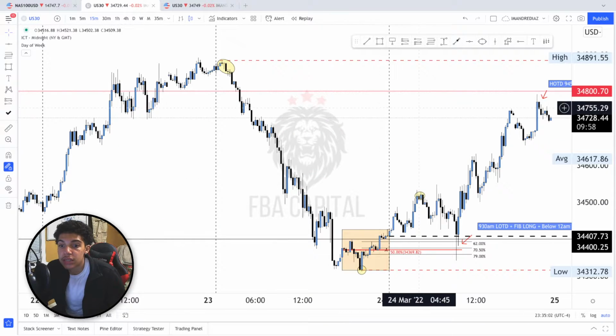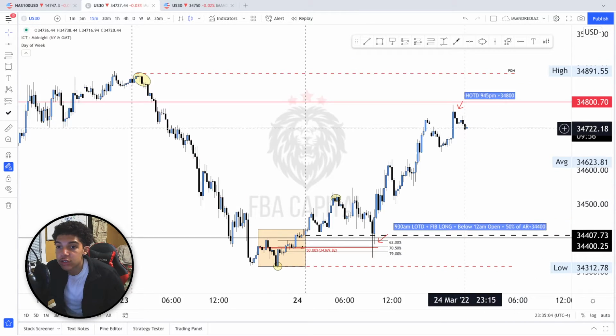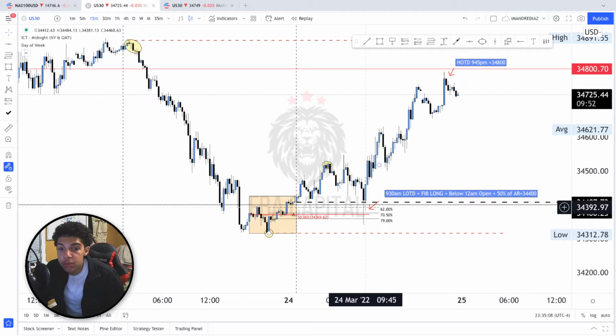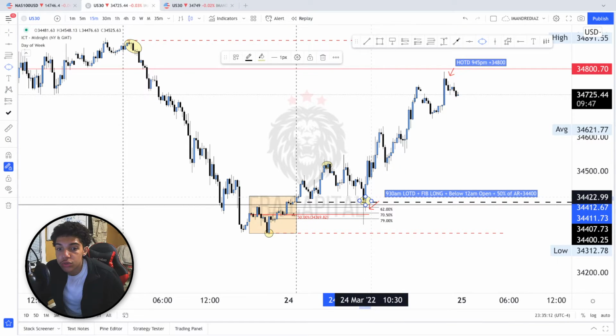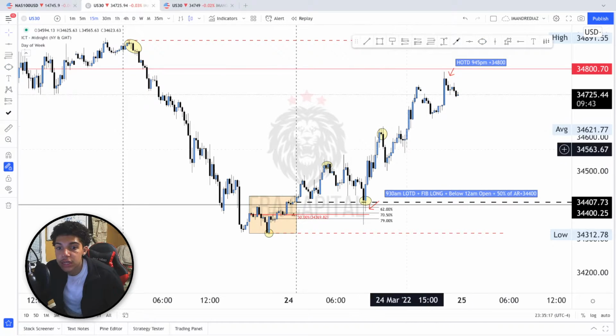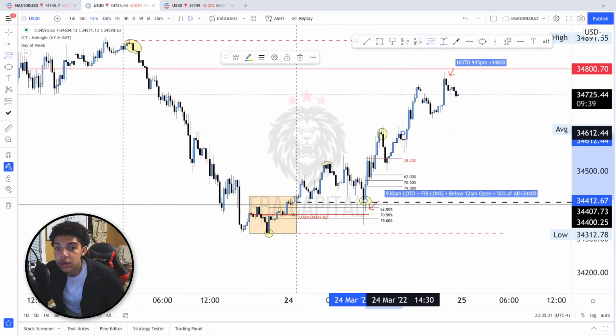So I will say it did tap into it. So we had that high of the day that was created at 9:45 p.m. at 34,800. And this would have been the ideal trade, but let's say you didn't catch this trade. So we're going to use this low and this high right up here. And the first thing that I'm going to do is pull the fib from this high to this low to this high.